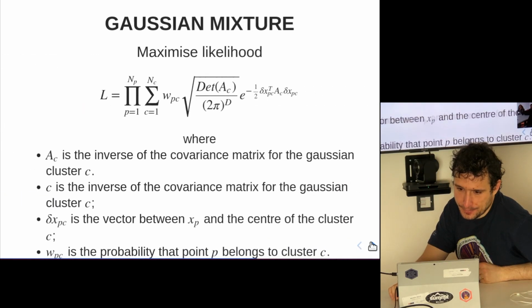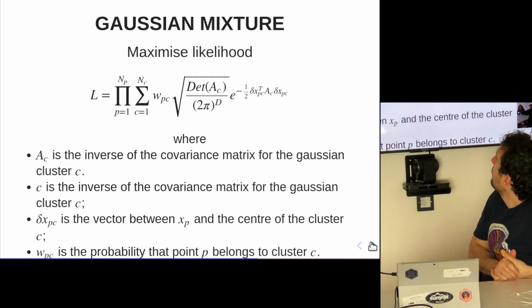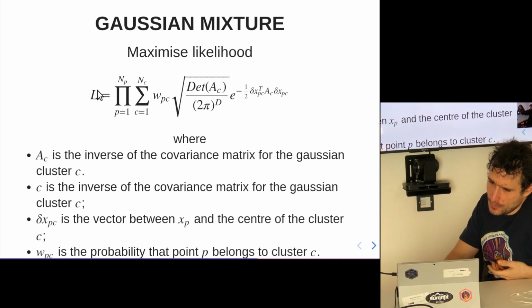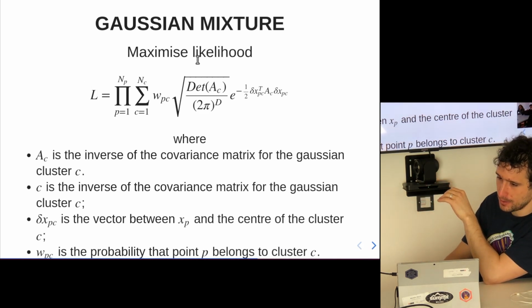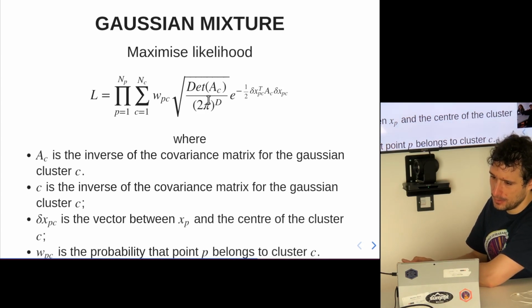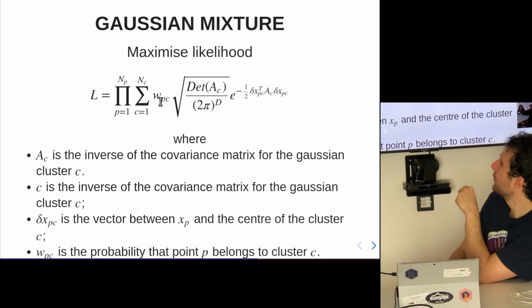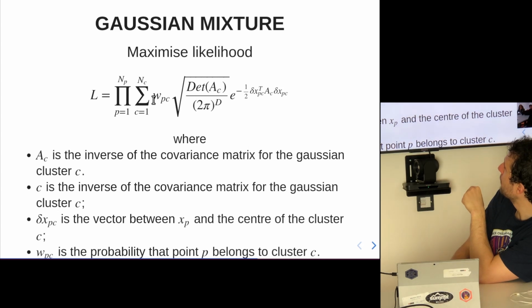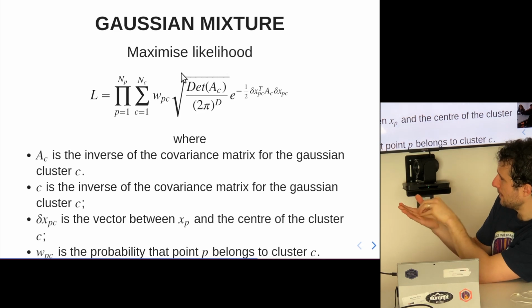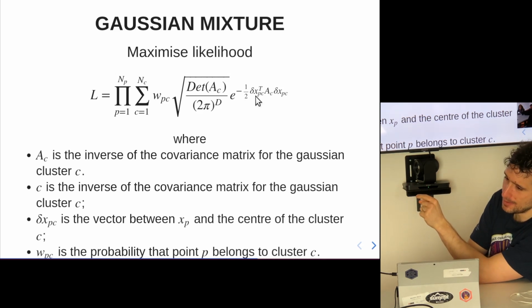So, what is the Gaussian mixture? Basically, we have a likelihood L, which is a product over all points in my data set, of a sum over clusters of the probability that each point belongs to a given cluster, times the likelihood of that point assuming it belongs to that cluster, which is a Gaussian probability distribution, right?